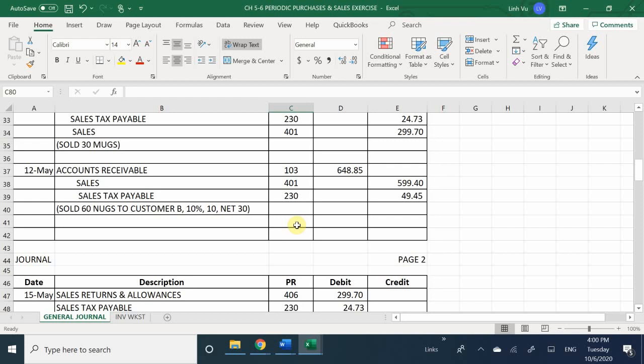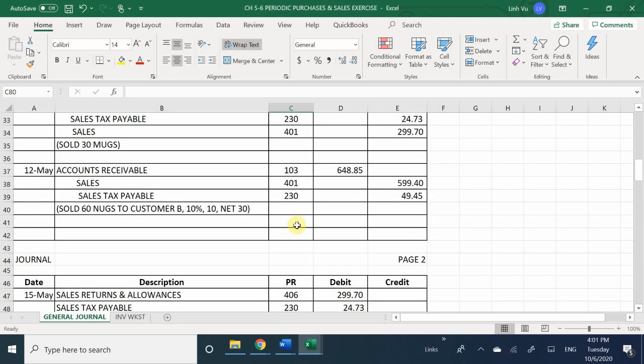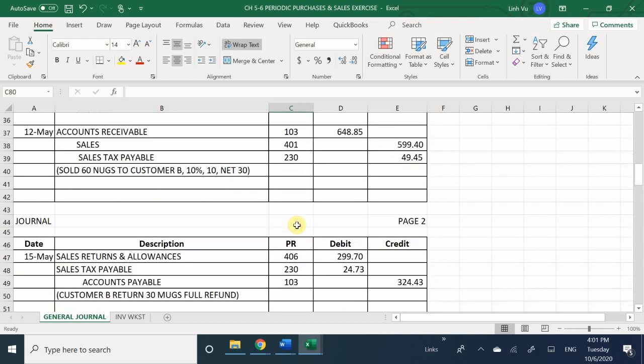But all right, did customer B return any items back to us? Yes, he did. So he returned $324.43. So it was actually half of that. It's the exact same amount, 324.43 is what's due before all this other stuff.